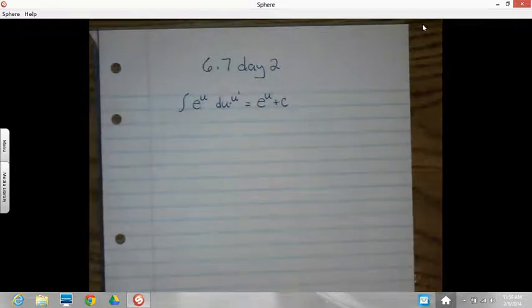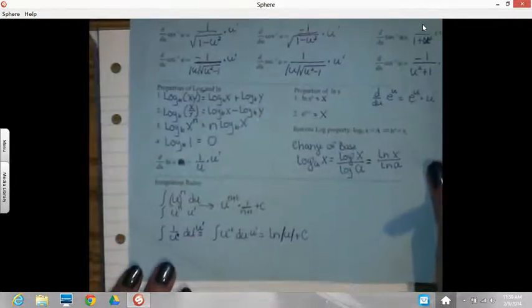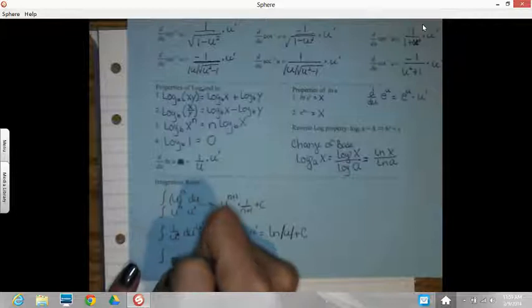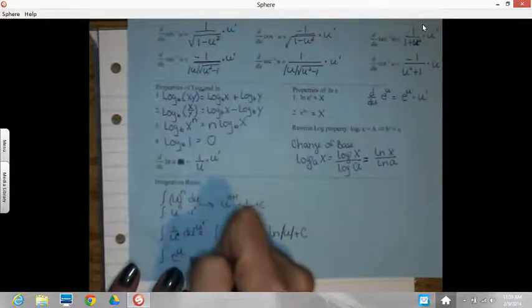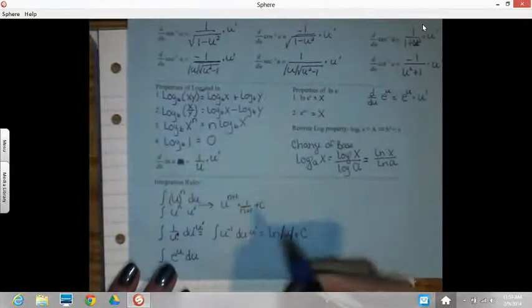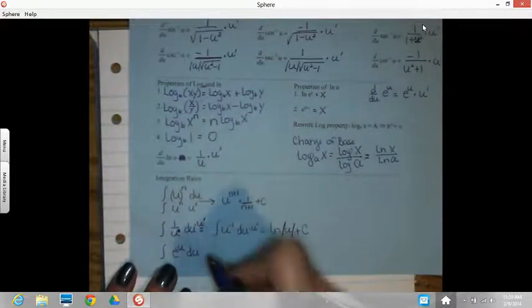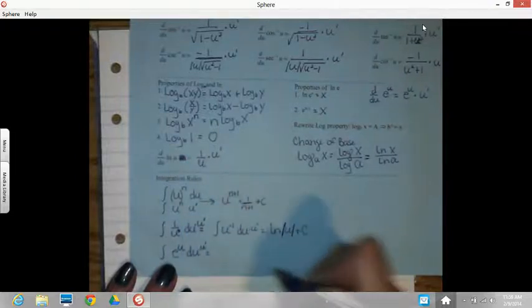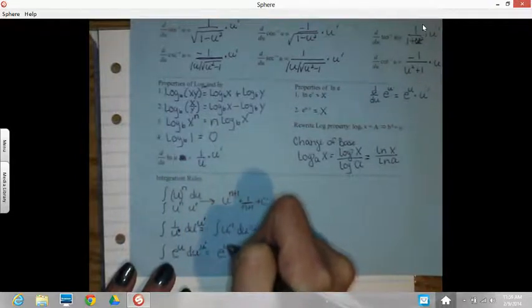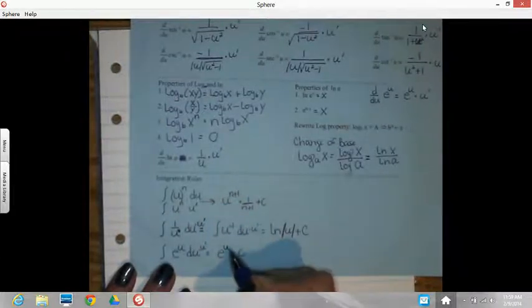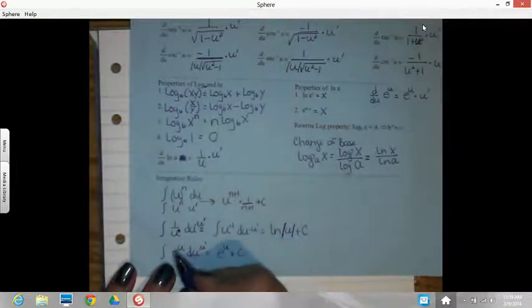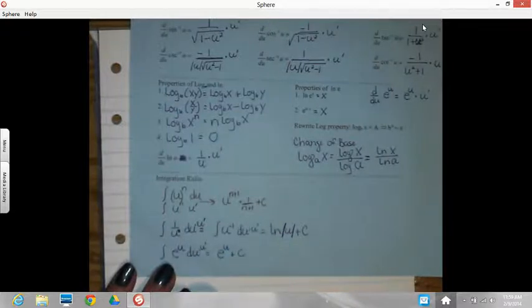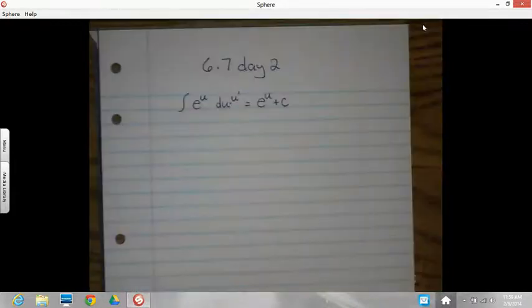So on your sheet, another integration rule, the integral of e to the u du, you have to remember to have the derivative of the u attached to the du in order to integrate it right back to itself. Because remember, if you take the derivative of this, it is itself times the derivative of the u. Okay, practice.